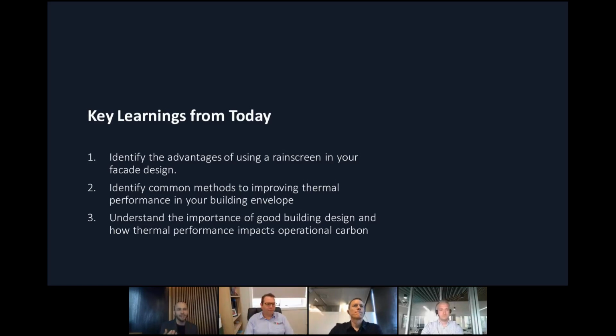So just really quickly, the key learnings for today. When you guys leave, we'd like you to be able to identify some advantages of using a rain screen in your facade design. We would like you to be able to identify the common methods to improving thermal performance in your building envelope. That's something we'll talk about quite a bit. And then also importantly and holistically, we want you to understand the importance of good building design and how thermal performance impacts operational carbon. And I think that's incredibly relevant these days when sustainability is becoming more and more of a need going forward in the construction sector. And with that, I will hand you over to Dave.